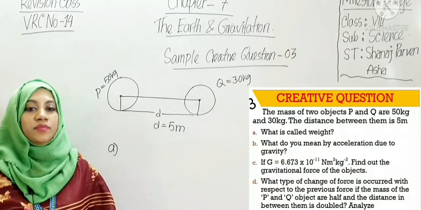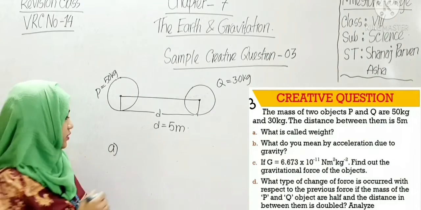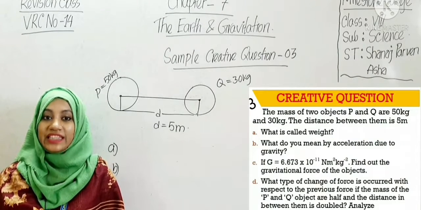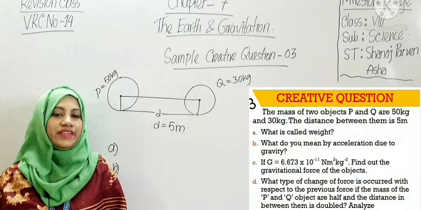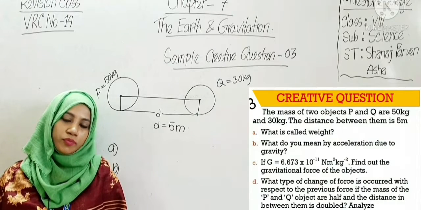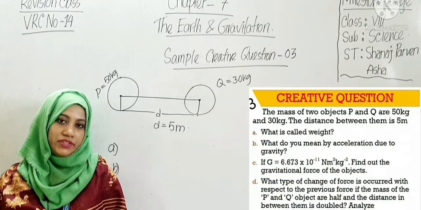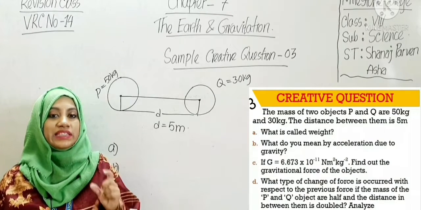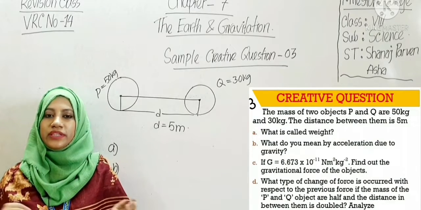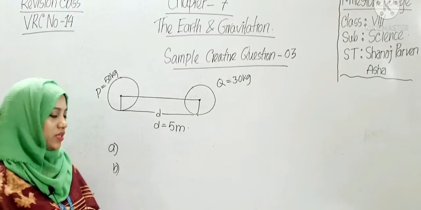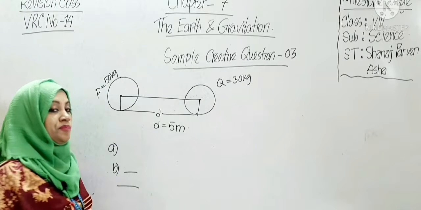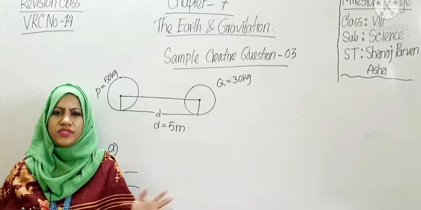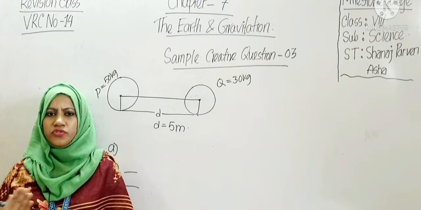Got it? Okay, B number, what do you mean by the acceleration due to gravity? First of all, you will write the definition. And what is the definition? The rate at which the velocity of a free falling object changes due to the force of gravity is called acceleration due to gravity. This definition you will write. Next para will be the discussion para. First of all, write the definition, and in the second para you will write a big discussion like what is acceleration, what is velocity, all this, and by this acceleration due to gravity is done.